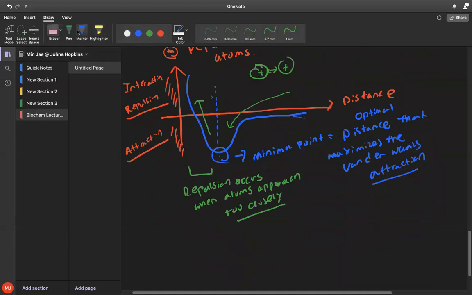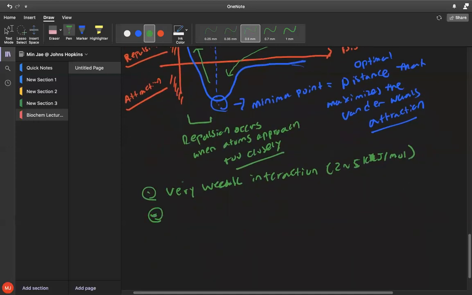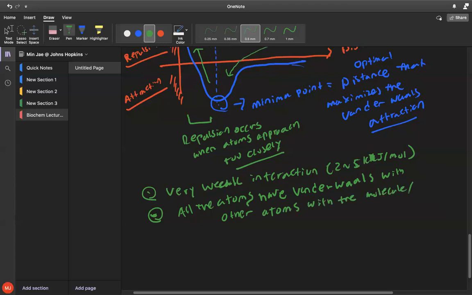Some of the features to mention about the van der Waals interaction is that, first of all, like I mentioned, it is a very weak interaction. Notice that the strength of van der Waals was only 2 to 5 kilojoules per mole. Since all atoms have this capacity of getting closer to each other, they are going to repel each other. All atoms, or even molecules, exhibit van der Waals with other atoms, within the molecule, or between the molecules.